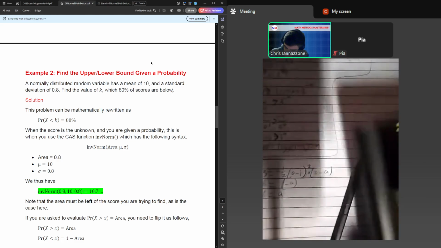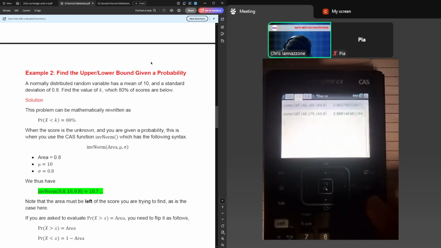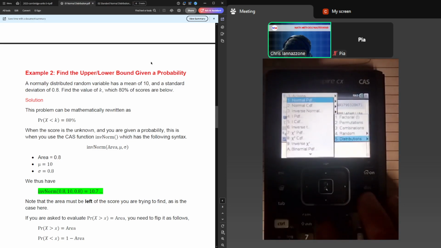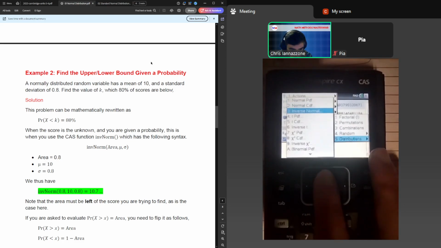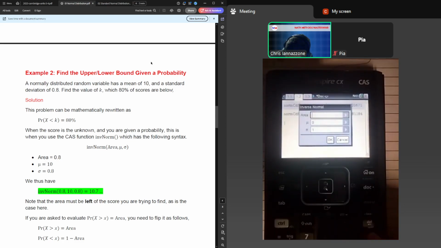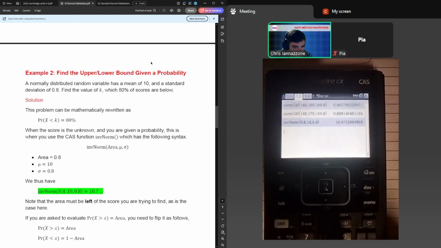On the TI Inspire, that was, I believe, the third option. And 553 for inverse normal. Area, so 0.8. Mean, we were told was 10. Standard deviation, we were told was 0.8. And so that's what we do. Giving you, rounded to one decimal place, about 10.7.